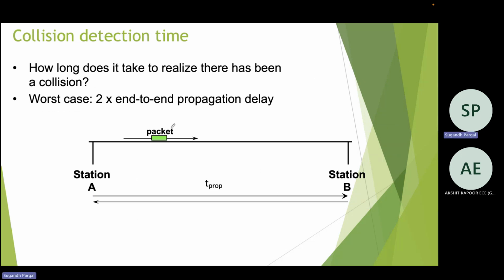So, what will be the maximum collision time? How long does it take to realize that there has been a collision? The worst case is two times the end-to-end propagation delay. Say A has started the transmission and the packet has been reaching here. It is also sensing the network again. So a packet has reached here. It starts sensing, and when it has sensed, the packet has reached almost the end of the network, and the sensed signal reaches back. That means twice the end-to-end propagation delay is taken for detecting that a collision has occurred.